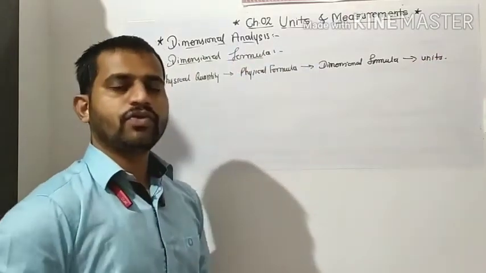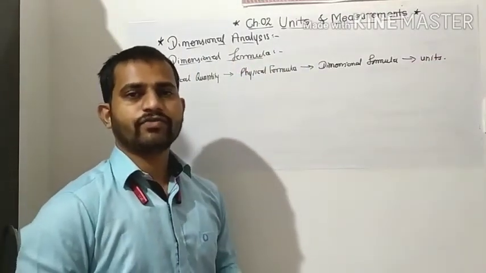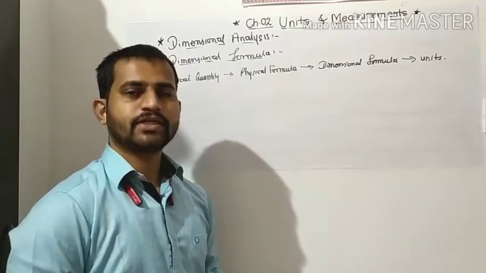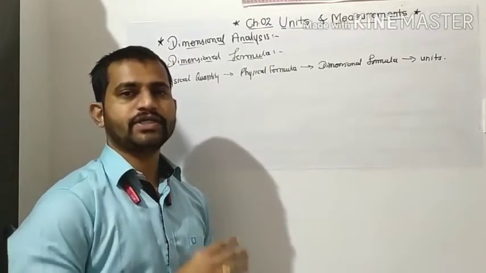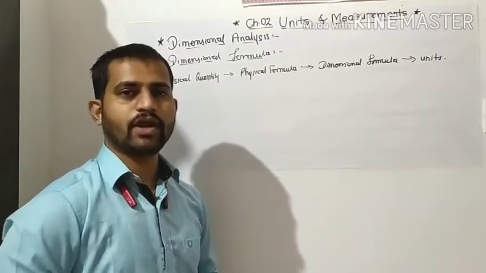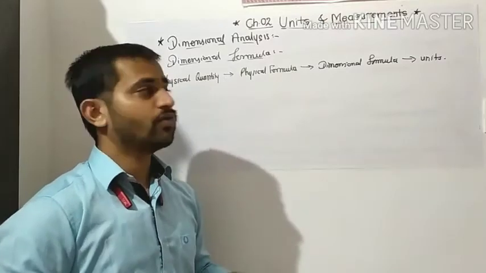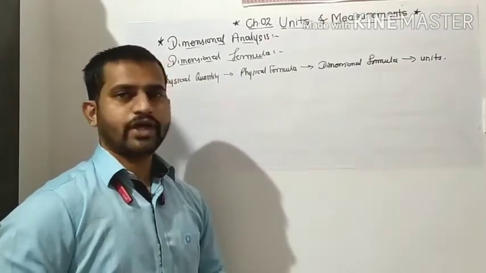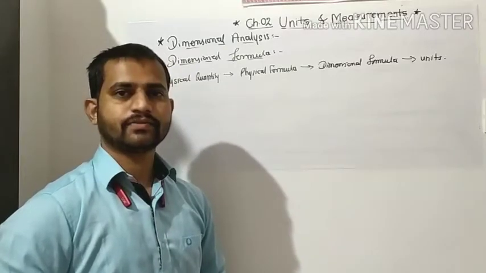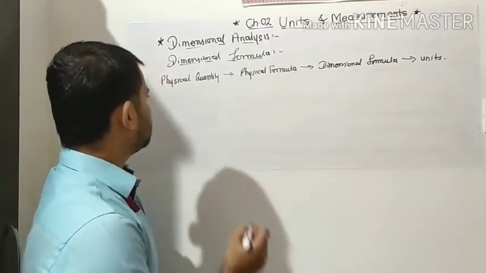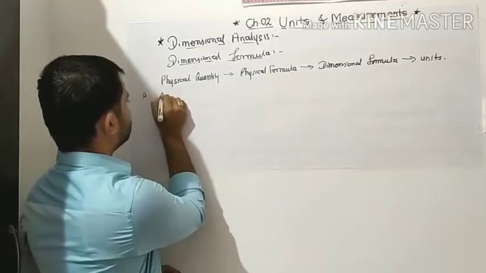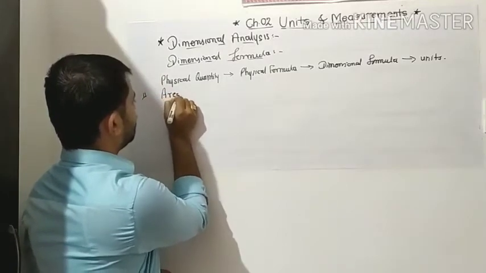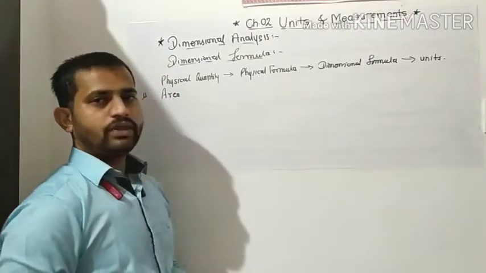So for any quantity we take, first of all we have to go for its physical definition, and on that basis we go for its physical formula, and on that basis we can go directly for the dimensional formula and write its unit. Let us see the example of the area. Suppose we take the area first, then how is the area given?